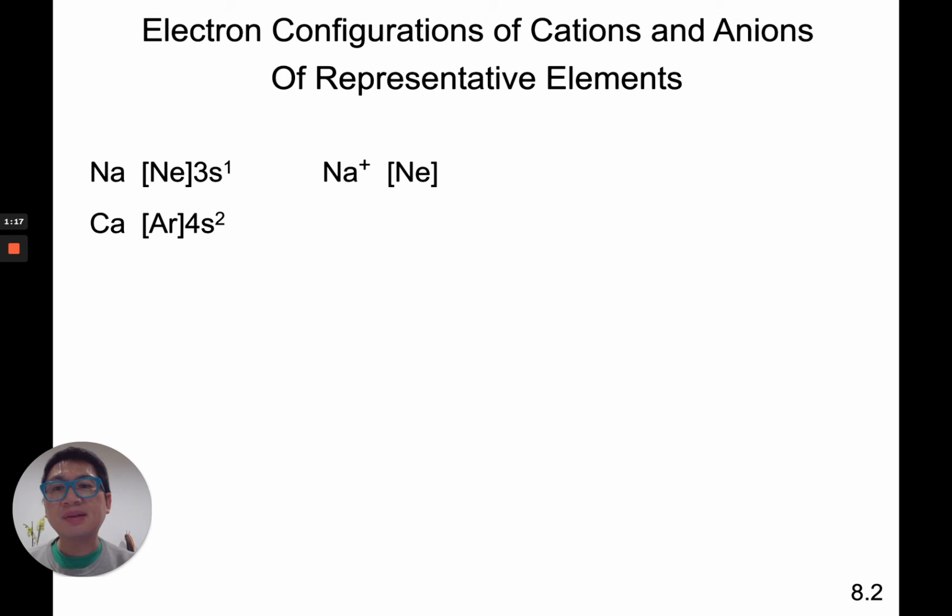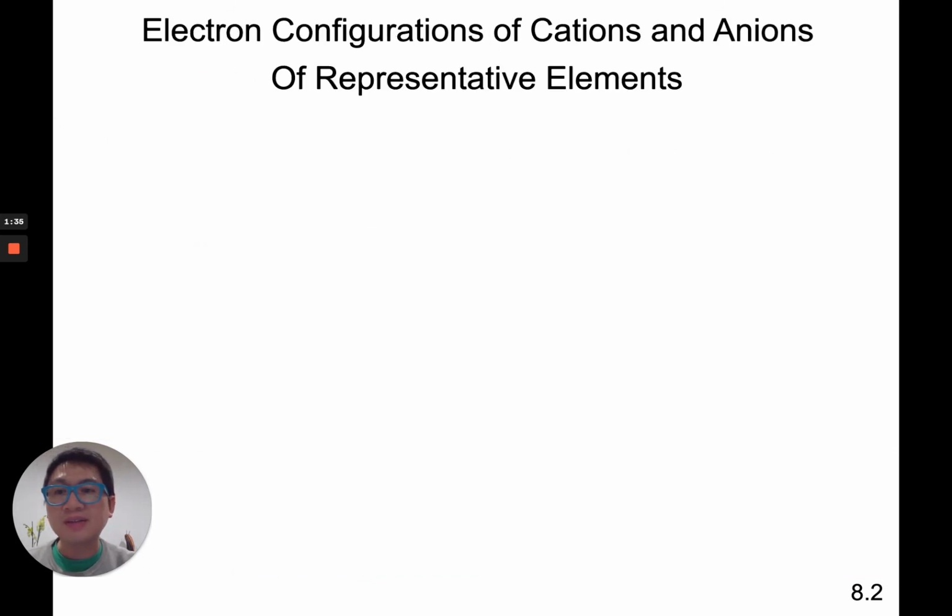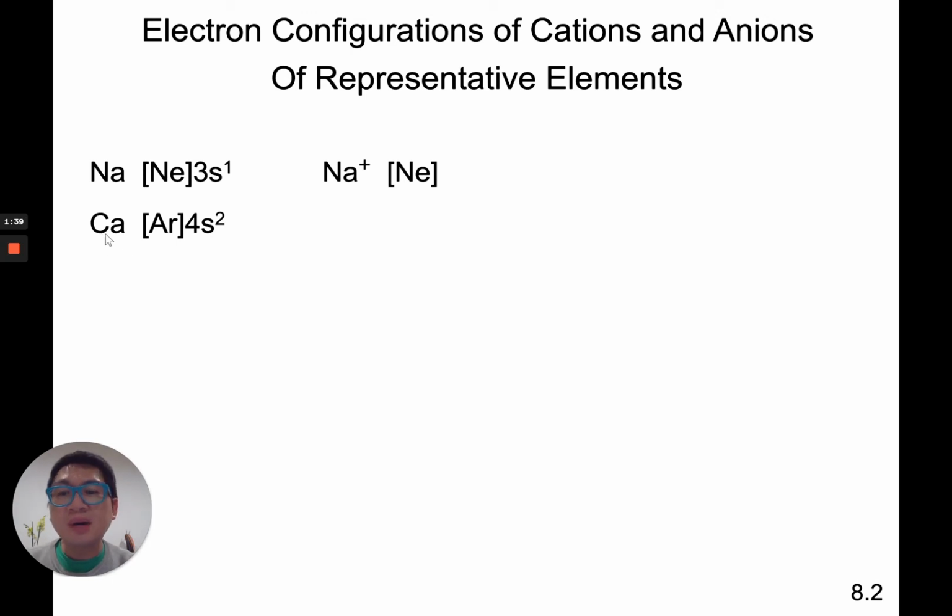This is calcium, argon 4s2. Let me go back to the last slide. For calcium, calcium's right here, in the s block, s1, s2. The noble gas before it is argon. Argon 4s2 is the noble gas electron configuration form of calcium. So that's calcium. The charge of the calcium ion, if you remember, is positive 2.